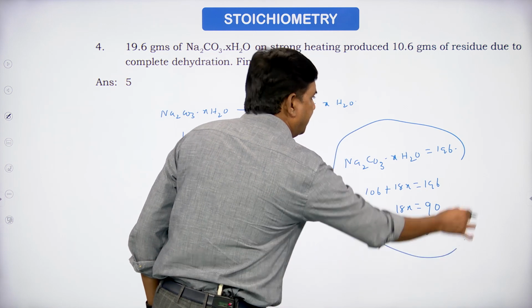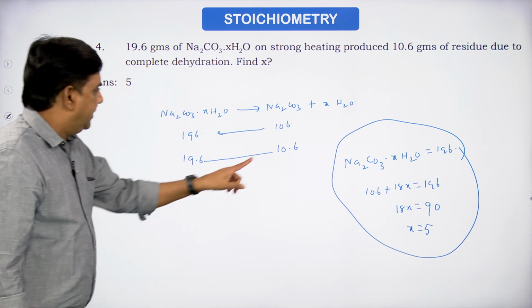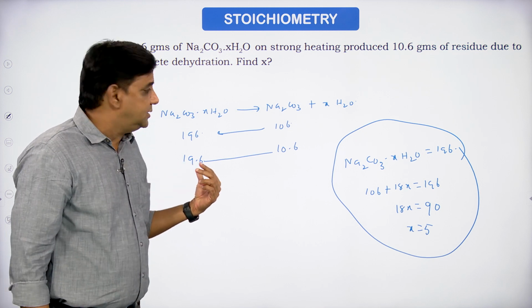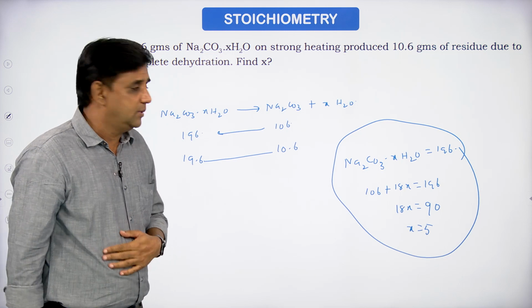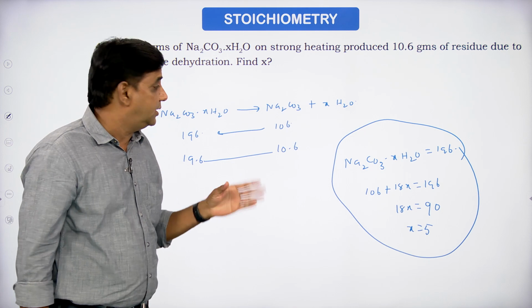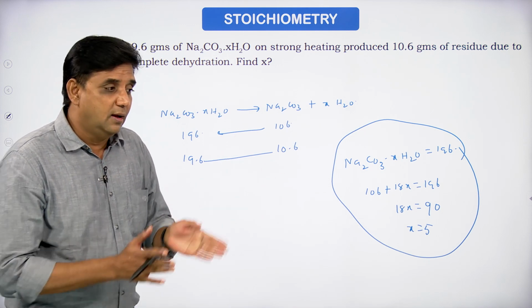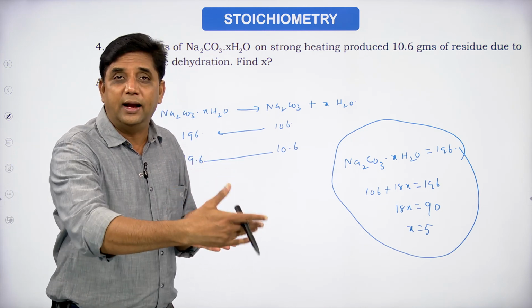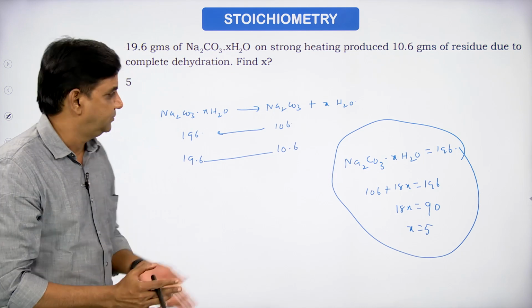This is the other method, and this is the very simple method. 10.6 grams are given by 19.6 grams. Therefore, 106 grams must be given by 196 grams. So, out of 196 grams, 106 is the molecular weight of Na2CO3. The remaining mass is because of the water. What is the remaining mass? 90 grams. XH2O mass is equal to 90 grams. X into 18 is equal to 90. Therefore, X is equal to 5. Like this.